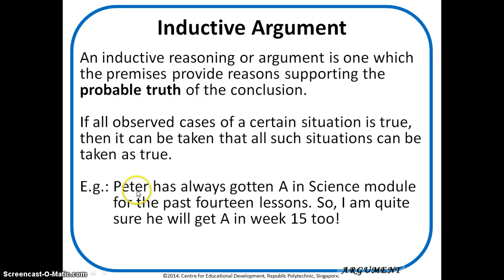So for example, Peter has always gotten A in science module for the past 14 lessons. So, I'm quite sure he will get A in week 15 too. In this case, the first sentence, Peter has always gotten A in science module for the past 14 lessons, is the premise. From this premise, you make a good guess that he'll get A in week 15 too. It's a good guess, but of course, there's no guarantee.